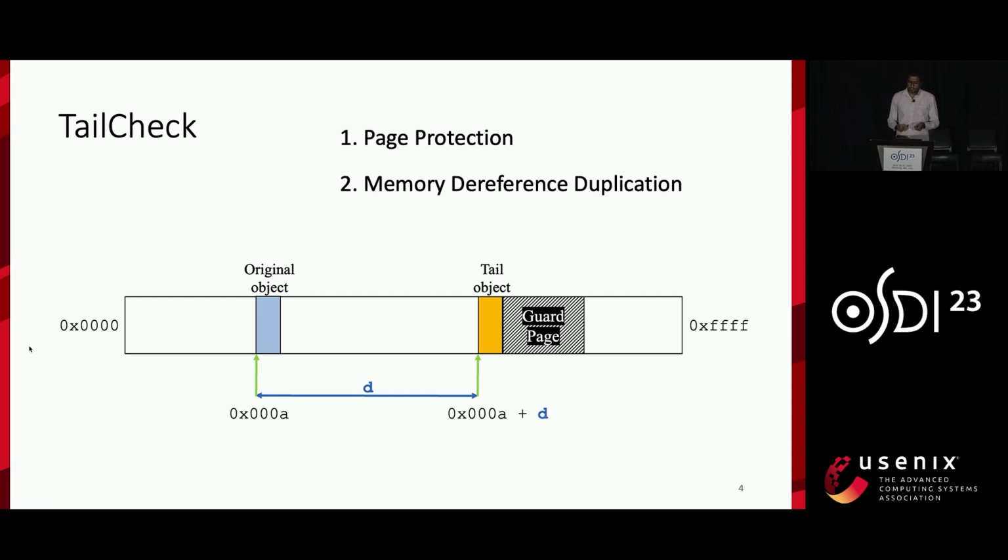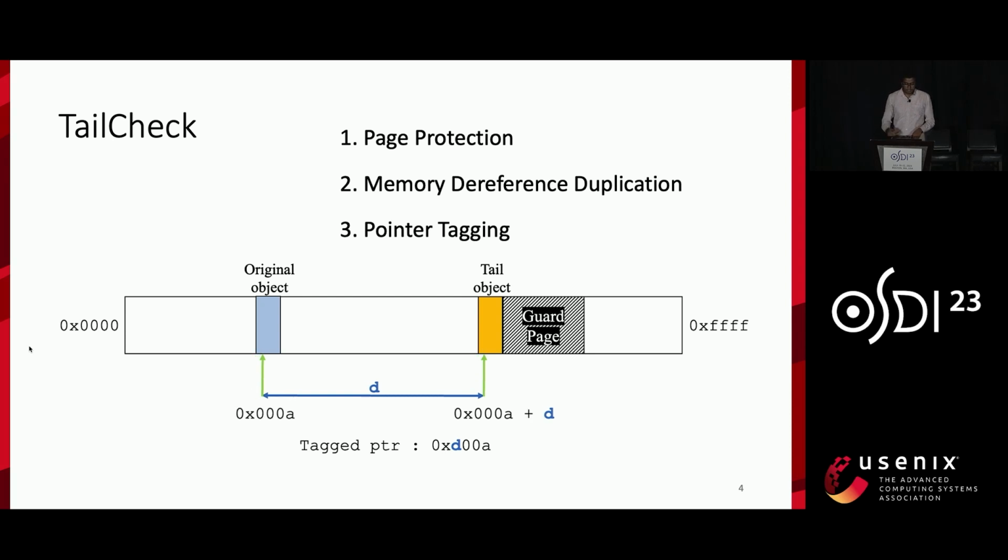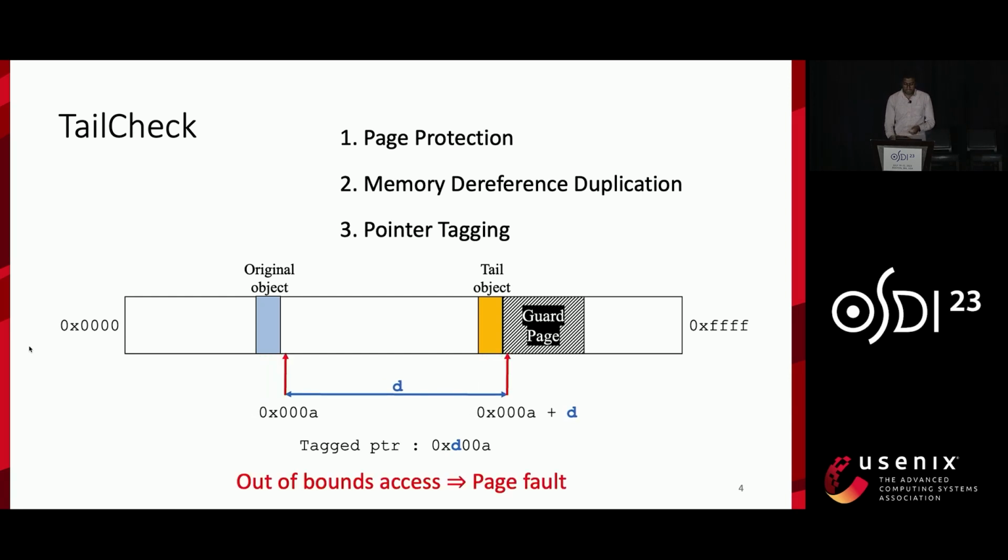But how can we duplicate the memory access? How do we know where the tail object is? Well, that's where we use tag pointers. We store where the tail object is in the tag bits of the pointer, on the higher bits of the pointer. So at any memory dereference in the program, we just have to extract the tag bits, add them to the pointer, and then we directly reach the tail object. If it's in bounds, we'll hit the tail object, but if it's out of bounds, we hit the guard page. So out-of-bound access will directly result in page faults which can be caught.